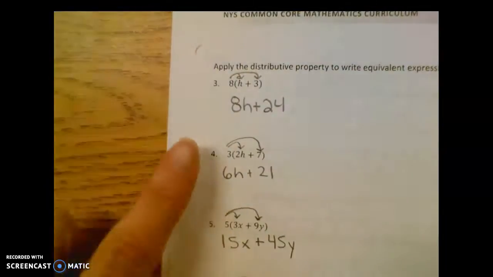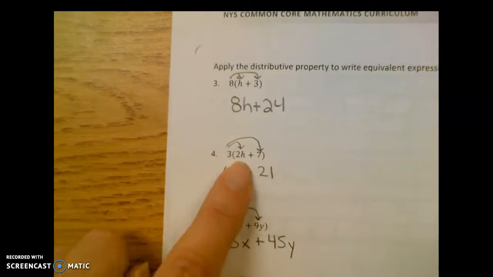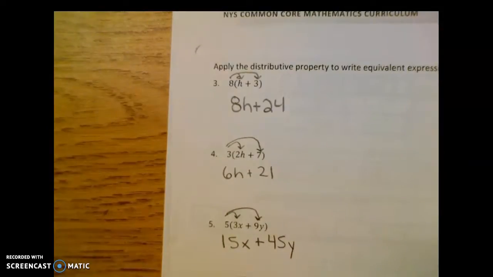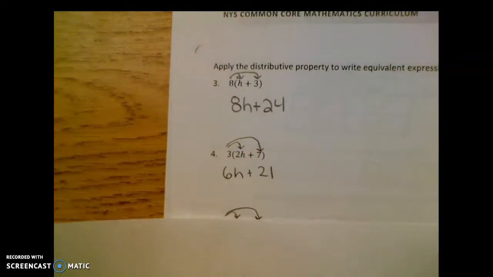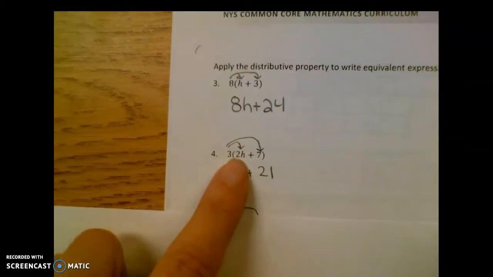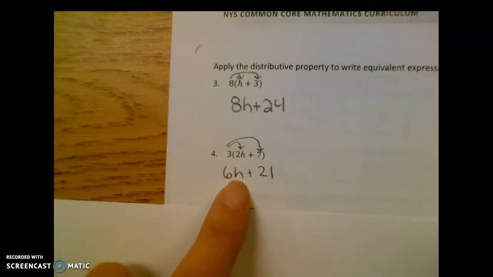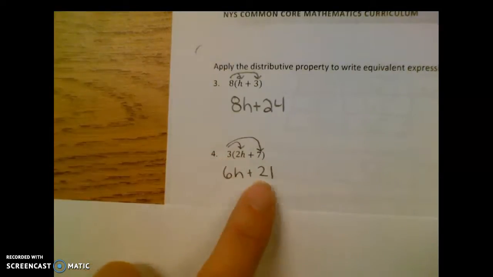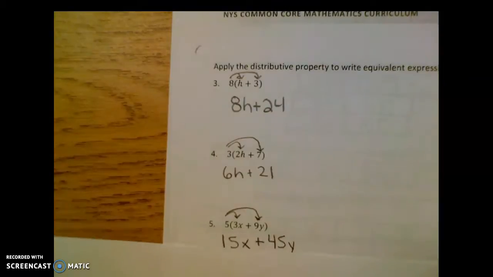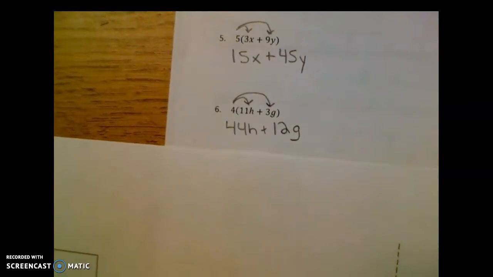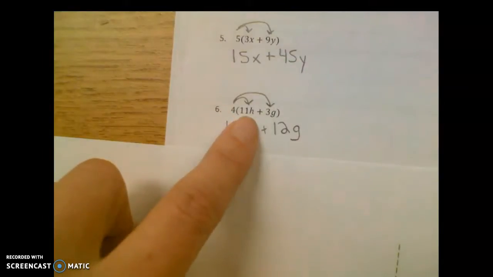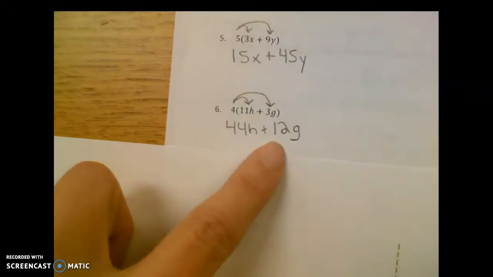Same thing here. If you have 3 groups of 2H plus 7, then that tells you that you have 3 groups of 2H's. 3 times 2 is 6 H's, plus 3 groups of 7 is 21. Then here we have 5 groups of 3x plus 9, so we would have 15 x's plus 45 y's. And here 44h plus 12g, because we have 4 groups of 11 h's and 4 groups of 3 g's.